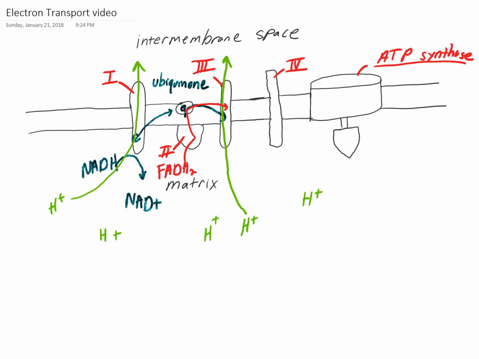So there's really a coupling, two electrons together in that case. So as a result, we get more hydrogens that are shot up through the matrix. There's another molecule here, and the name of this molecule is cytochrome C.